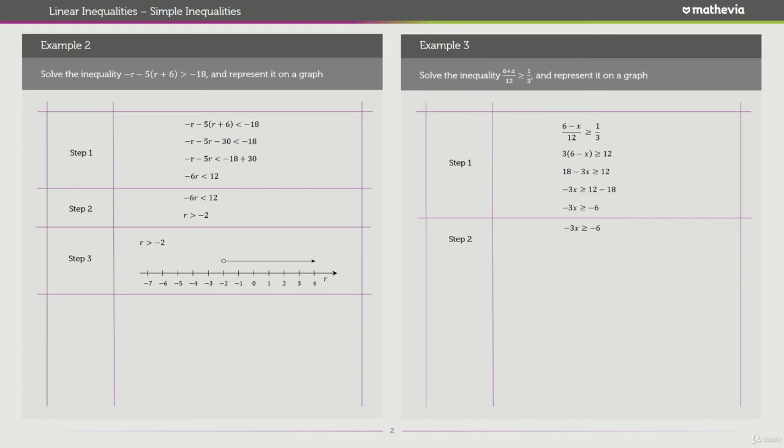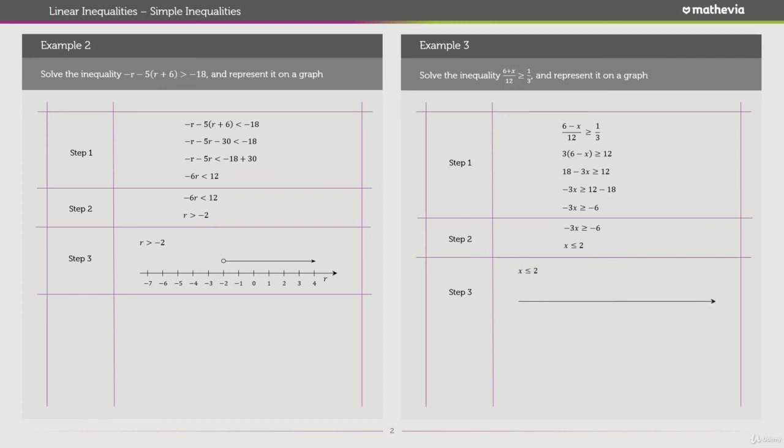We're going to have to divide by -3. And when we divide by -3, like I said in the previous example, the sign changes. So you have -3x greater than or equal to -6, and you end up with x less than or equal to 2. And we're just going to represent that on the graph.